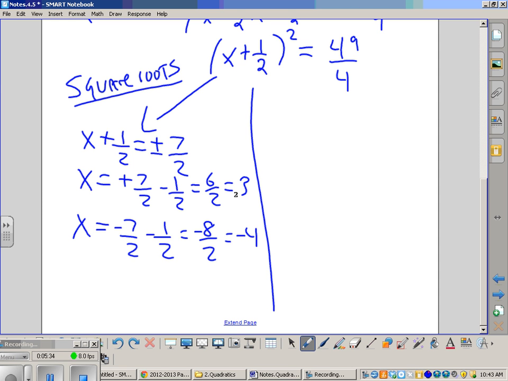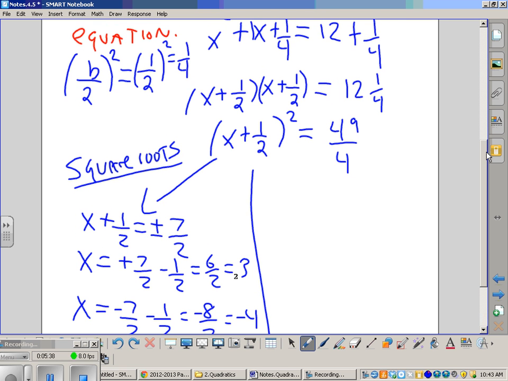I guess that's how you do it. So if I wanted to write the equation in vertex form, that was another thing we could do. The vertex form equation is this.